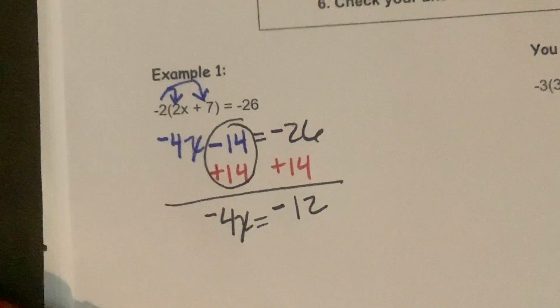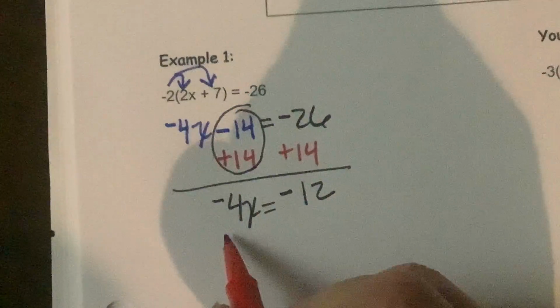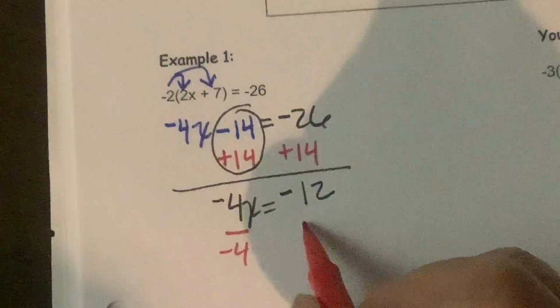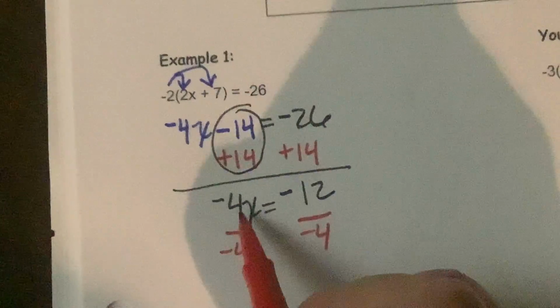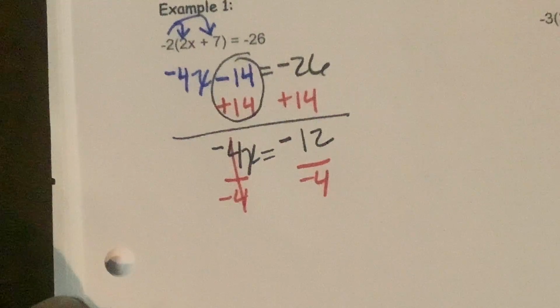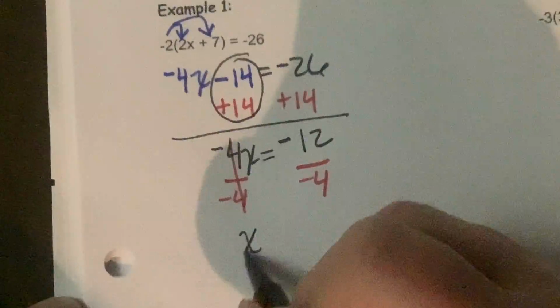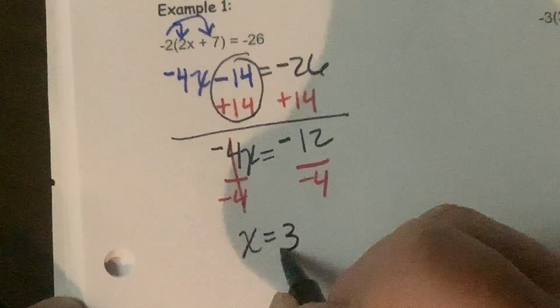Okay, and the inverse of -4 times x, divide by -4 on both sides. -4 divided by -4 is 1. And -12 divided by -4 is 3. So x equals 3.